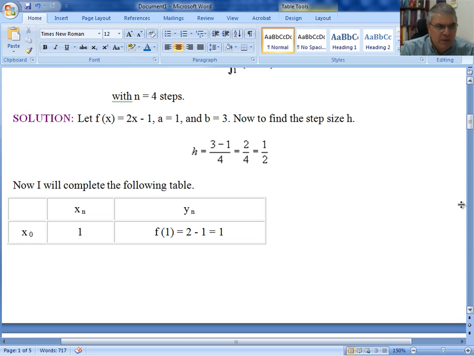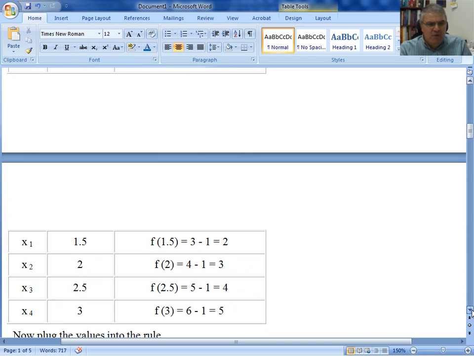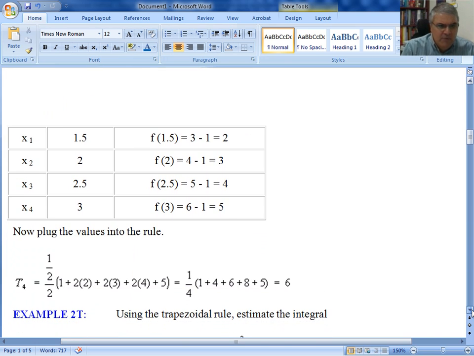So we simply plug in points. We're going to give different values to x to see what the value of our function would be. If x is 1, the function would be 2 minus 1. If x is 1.5, f would be 2, and so on until 3. That is pretty straightforward. Then we are going to plug in the values to calculate the area using the trapezoidal rule.